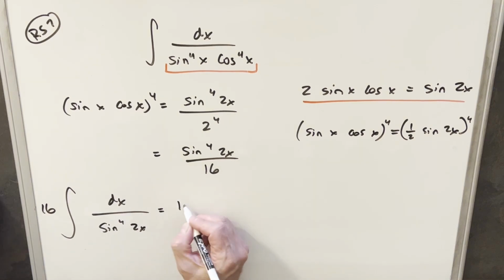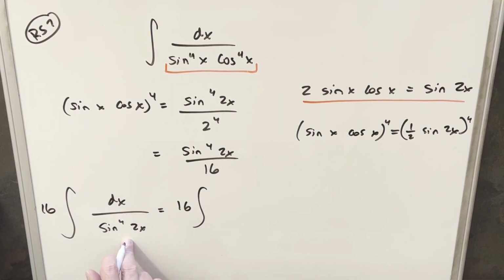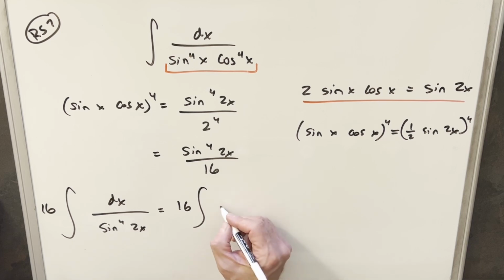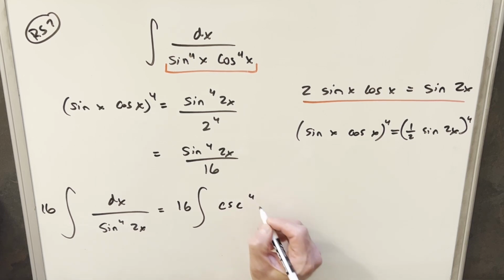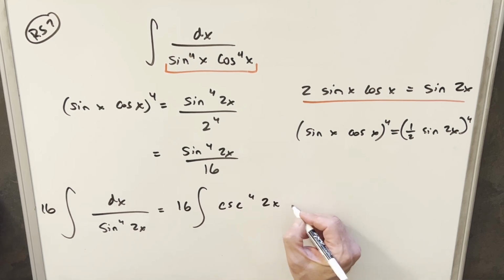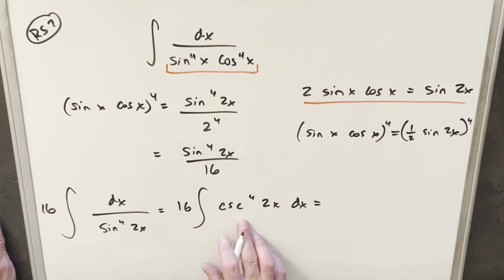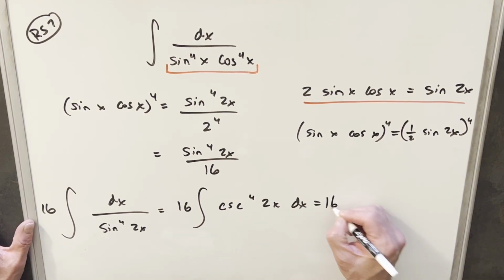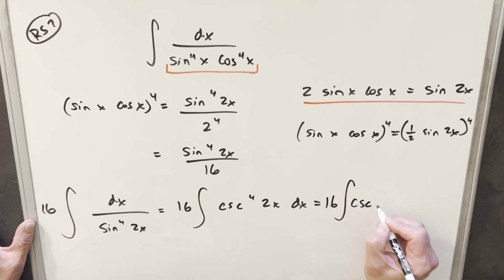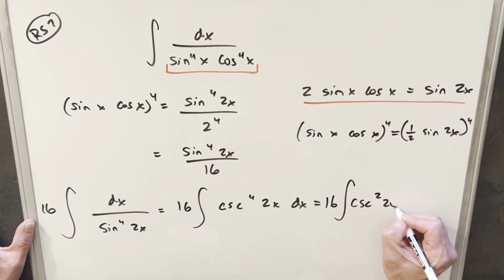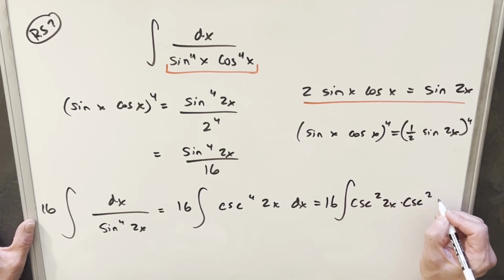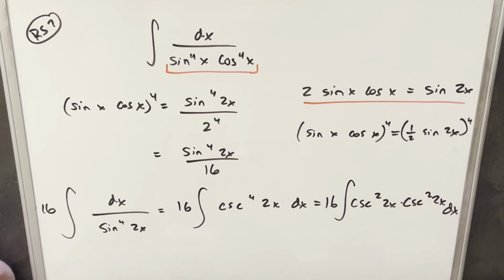But now because we have a sine in the denominator, we can write this in terms of cosecant. So I can write this like cosecant to the fourth 2x dx. And then this cosecant to the fourth, I'm just going to split this up and write it as cosecant squared 2x times cosecant squared 2x dx.